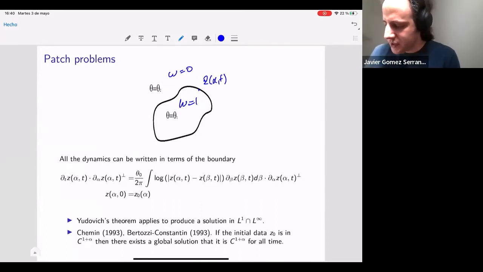And many years ago, there was a conjecture whether there could be a finite time self-intersection of the boundary. Okay, so this was raised, and there was some numerics that suggested that, but Chemin and, a little later, Bertozzi and Constantin proved that if you start in C^{1,gamma}, so if the regularity of the free boundary is C^{1,gamma}, then you stay in that class C^{1,gamma} for all time. Okay, so then yeah.